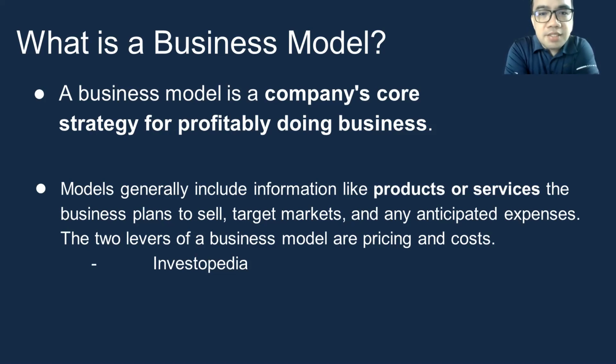Models generally include information like the products or services the business plans to sell, the target markets, and any anticipated expenses. So you're looking at the financial aspect, and also at the ways to sell your products. The two levers of a business model are pricing and costs. How much are you going to sell your product for, at what price, based on the cost to produce that product. This is how Investopedia defines the business model.